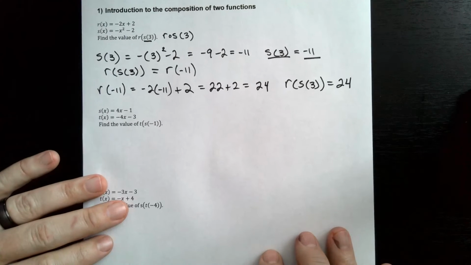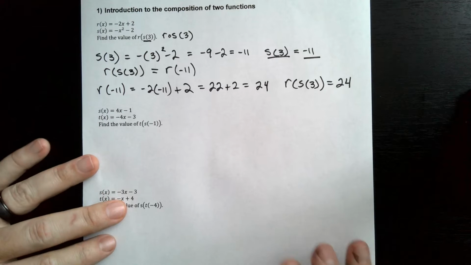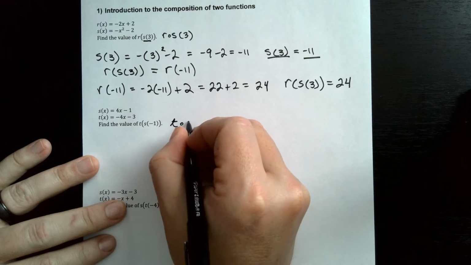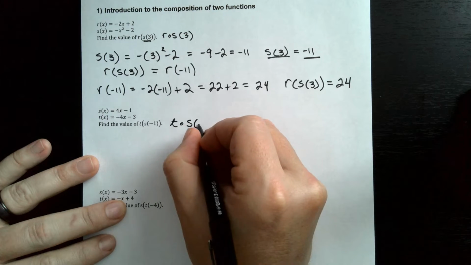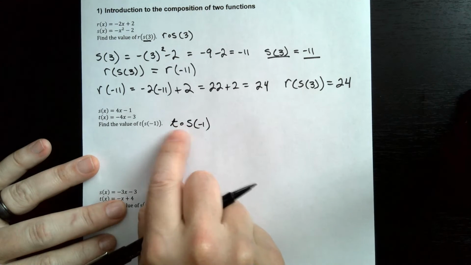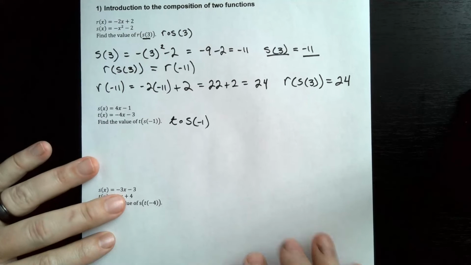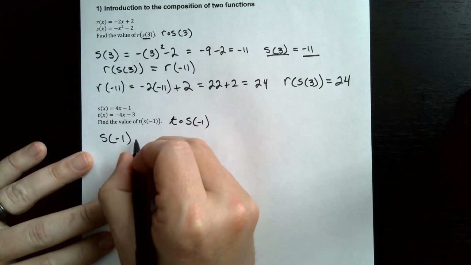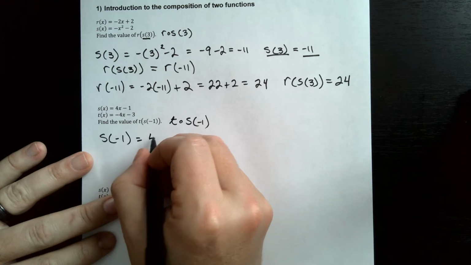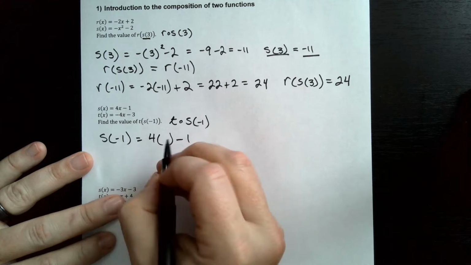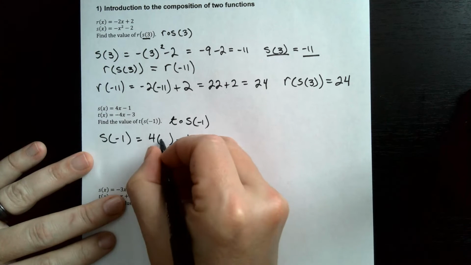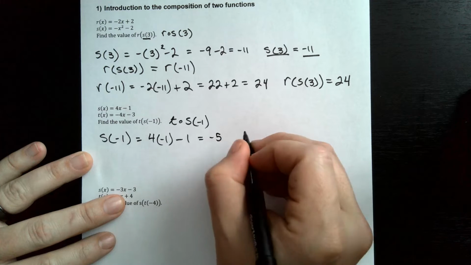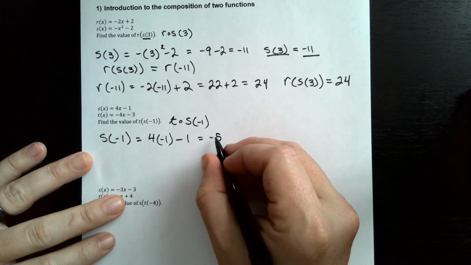All right, let's look at this next one. In this one, we're asked to find t of s of negative 1. It could be written like this, t circle s of negative 1, which is just a different format of writing the same thing. The first thing we're going to find is s of negative 1. We look at the s function, plug in a negative 1 everywhere we see an x. So this becomes negative 4 minus 1, which is negative 5. So s of negative 1 is equal to negative 5.